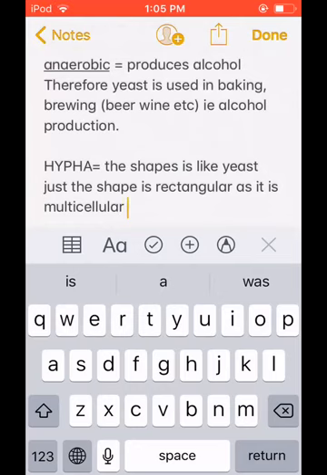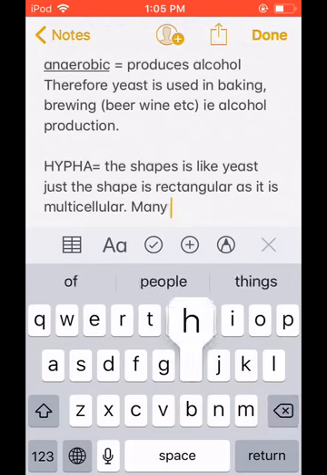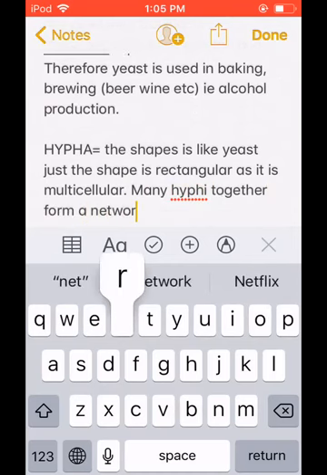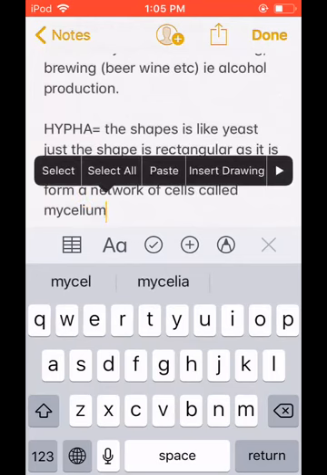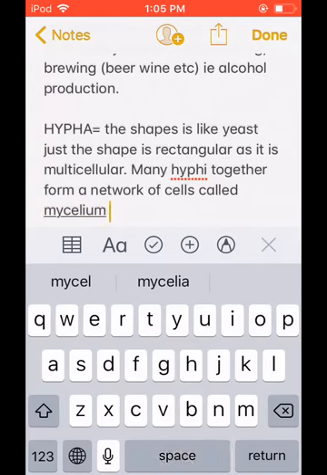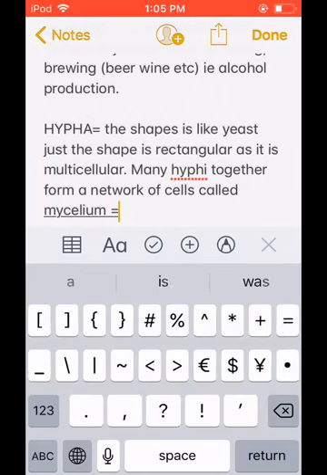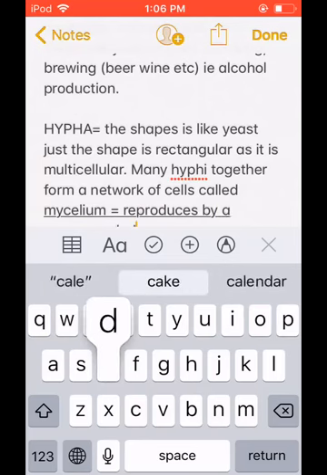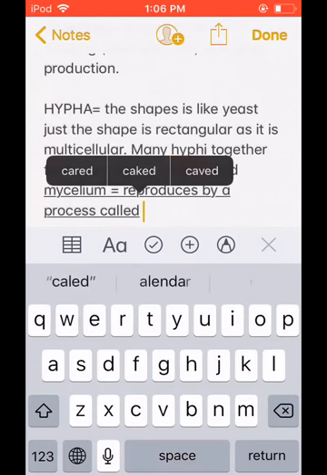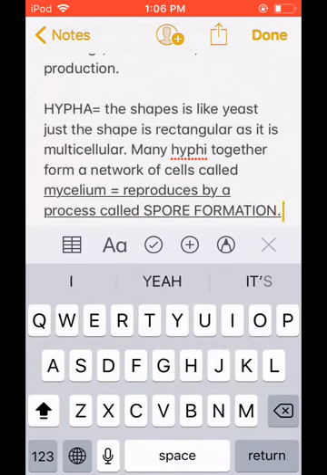Okay, so when this hypha becomes a mycelium, let's review this, many hypha, mycelium, right? This mycelium reproduces in another way, understood? Why? Because it is multicellular. It's a network of cells because it's not a single cell. So this reproduces by a process called spore formation, capital letters are key. Okay? So what is spore formation?